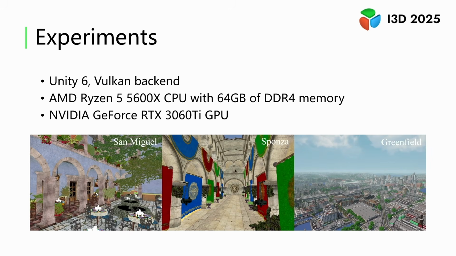We implemented Aokana using the RenderGraph API in the Unity 6 game engine with Vulkan as the rendering backend to evaluate its effectiveness. We conducted experiments on 3 open world voxel maps: San Miguel, Sponza, and Greenfield scenes. Greenfield is derived from a popular Minecraft save file. It can represent a real game scene with a large-scale modern city, allowing us to evaluate our method's performance in real open-world games.